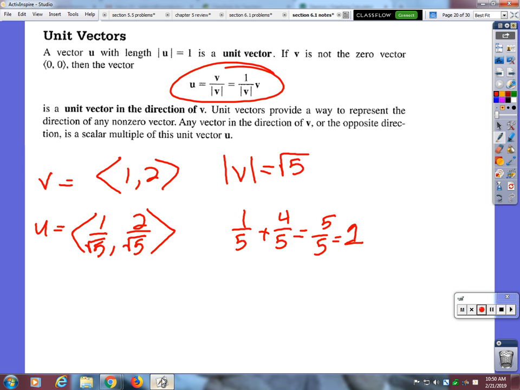Oh, okay. If I square this and add them together, it's basically the Pythagorean theorem. So 1 squared is 1, square root of 5 squared is 5, 2 squared is 4, square root of 5 squared is 5. So, okay. Thanks for that.